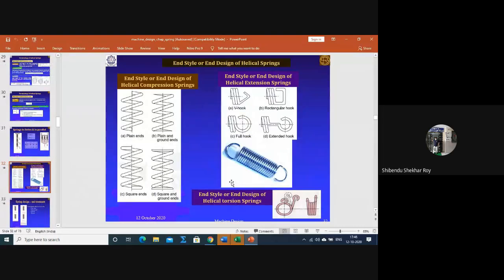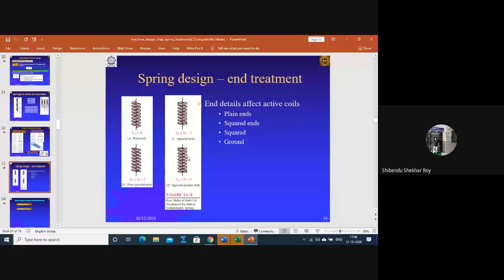Now end style. End style is very important. First, the plain end: if the spring has a simple end, there is no grinding operation at the end, and the number of active coils equals the total number of coils. But if it is plain ground, then the number of active coils equals the total number of coils minus one, because it has been ground 50% this side, 50% this side.